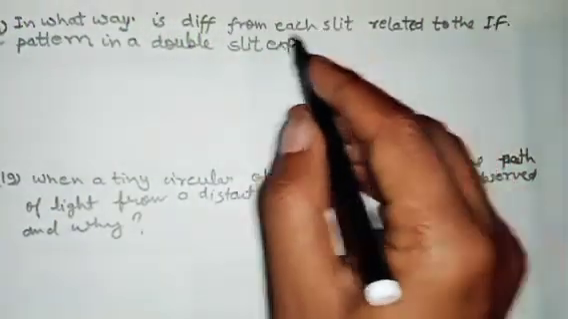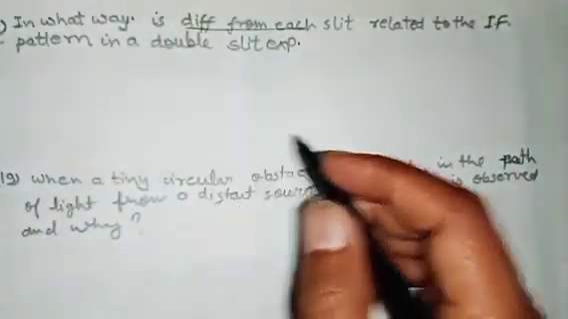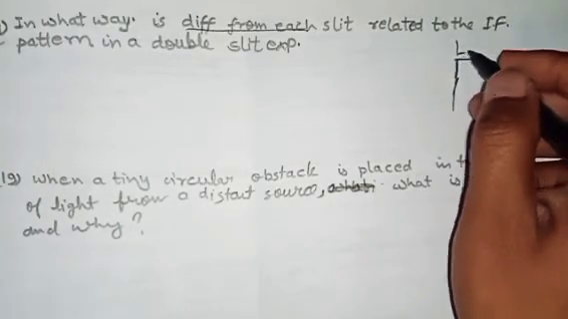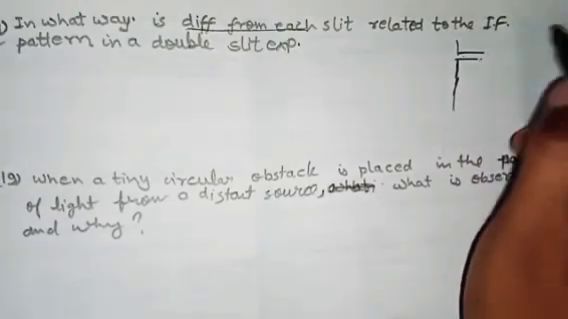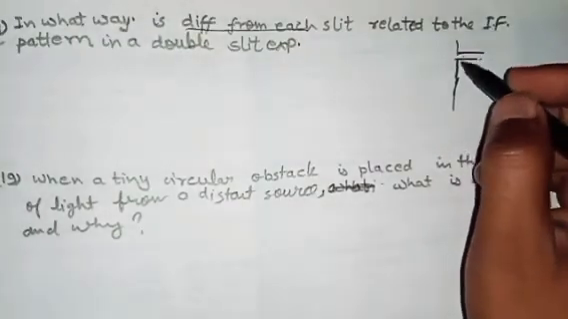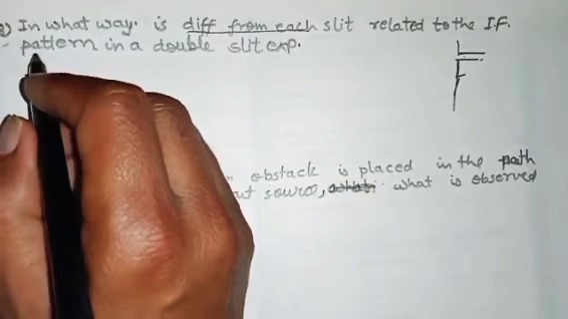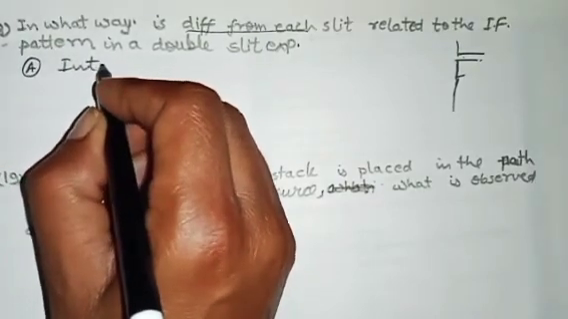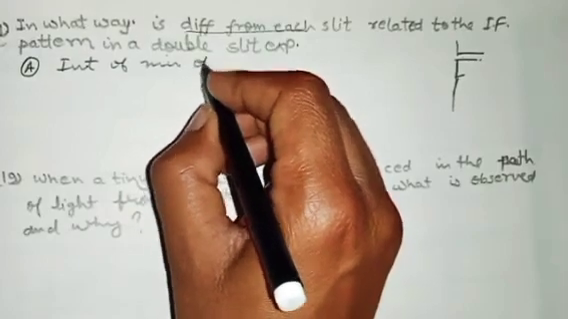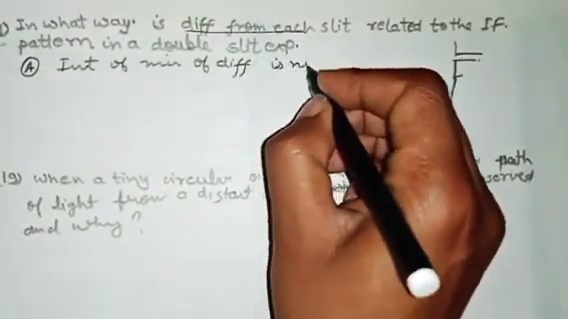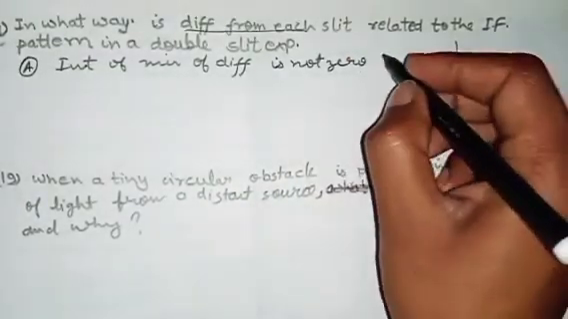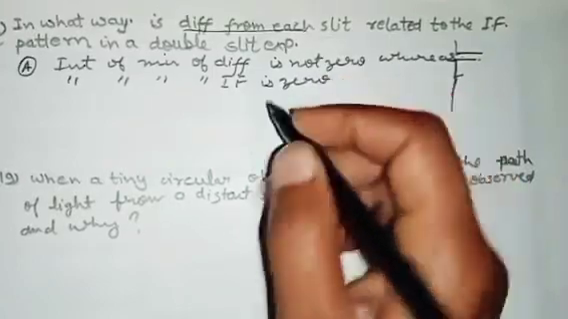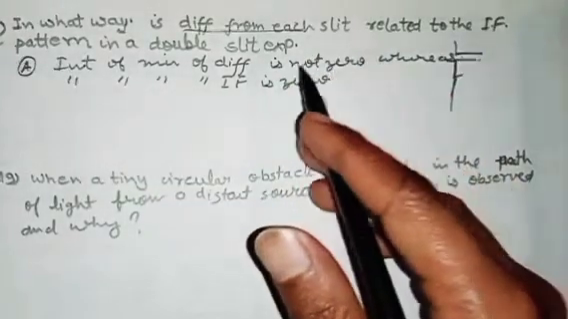In what way is diffraction from each slit related to the interference pattern in the double slit experiment? In the double slit experiment there are two slits. If we close one of them, the interference pattern will be converted into a diffraction pattern. So we can also say that interference is the superposition of two diffraction patterns. How can we say that? The first point is that the intensity of the minimum of the diffraction pattern is not zero, whereas the intensity of the minimum of interference is zero. In this way both are related to each other.